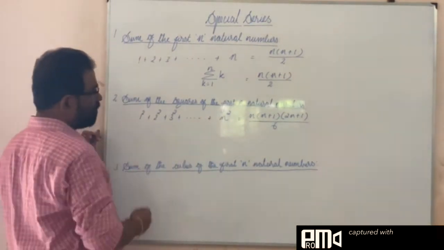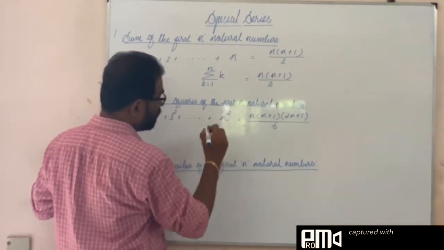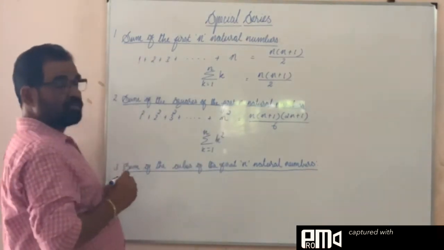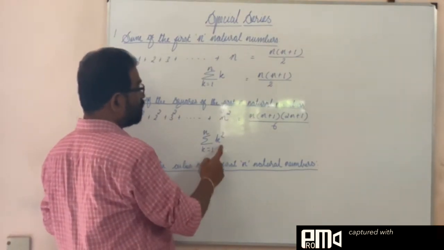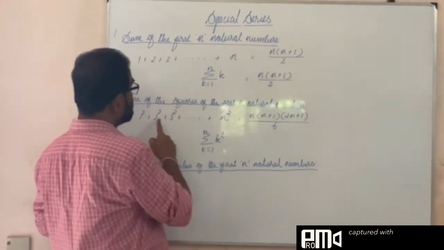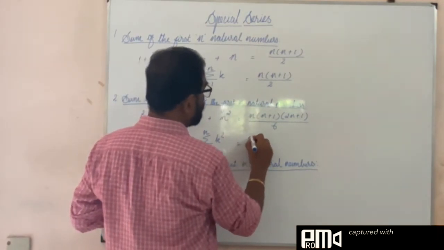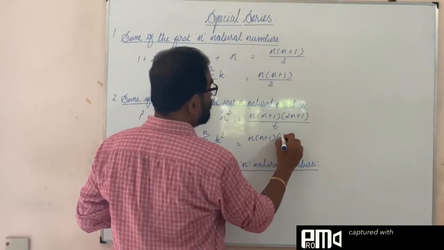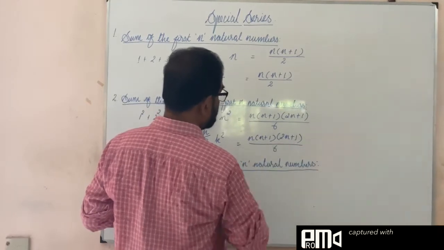So what is the symbolical form of this? Sigma k square, where k is equal to 1 to n. When we put k equal to 1, this becomes 1 square, k equal to 2, 2 square, 3 square, 4 square, like that up to n square. Sigma means the summation. So this is a symbolical representation, equal to n into n plus 1 into 2n plus 1 divided by 6.